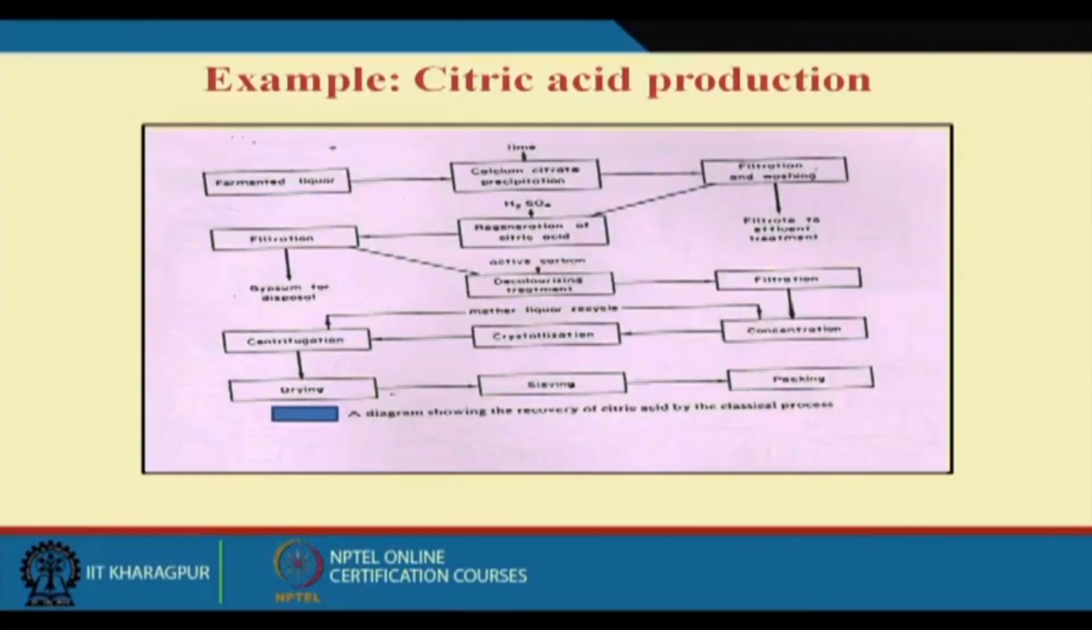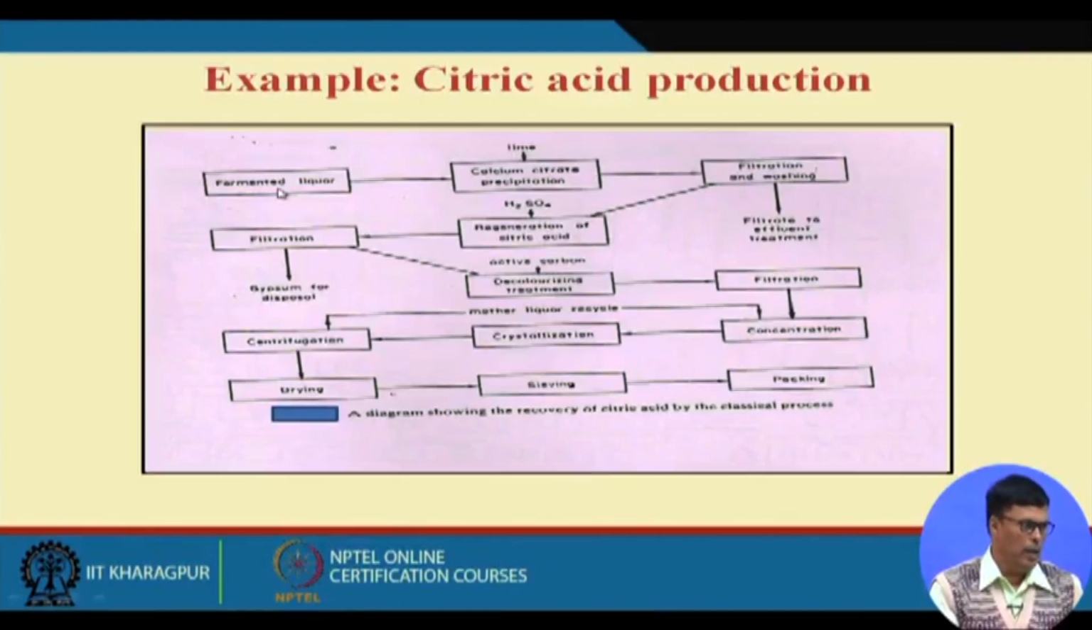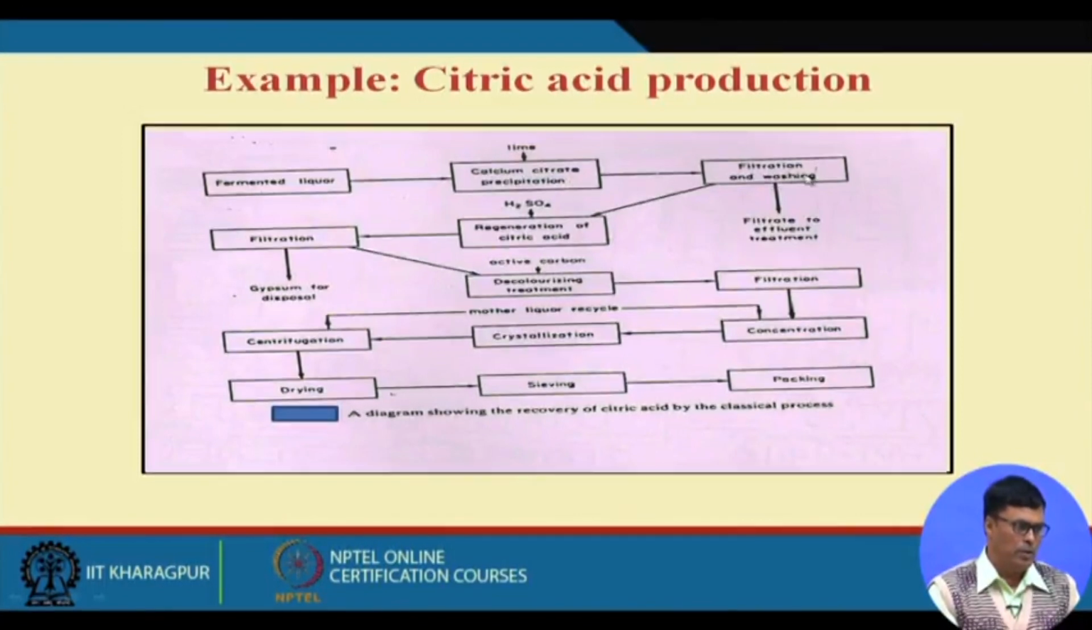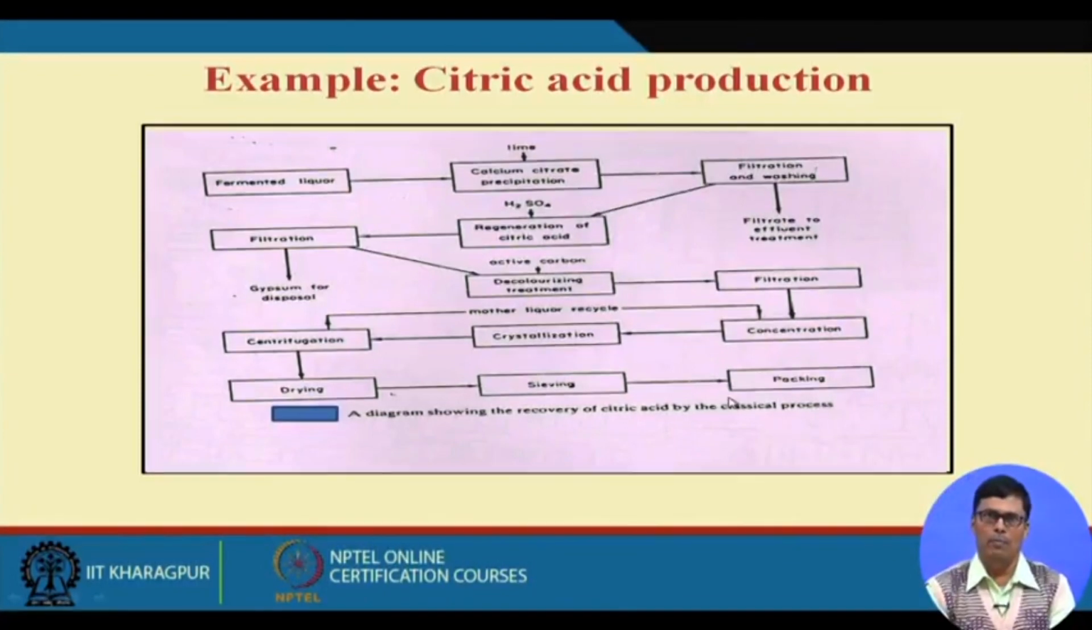So, that is what you call block flow diagram. Now, here I have taken the example of the citric acid production industry. In the citric acid industry, you see, after the citric acid production takes place in the fermenters, it passes through different units. Can you see it? This is calcium citrate precipitation unit, filtration and washing, then regeneration of citric acid, again filtration, decoloring, again filtration, concentration, crystallization, centrifugation, drying, sieving and packing. So, there are so many steps involved before we get the final product, and every step we explain with the help of a block.